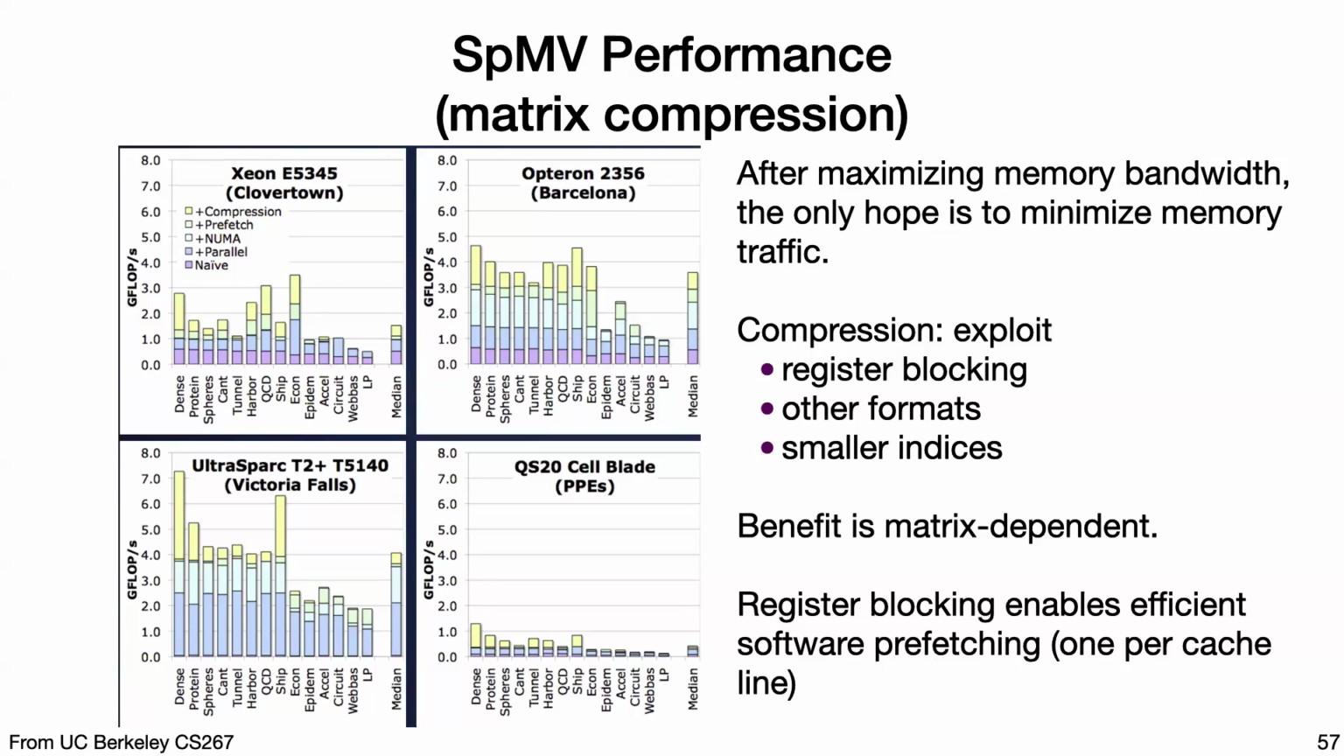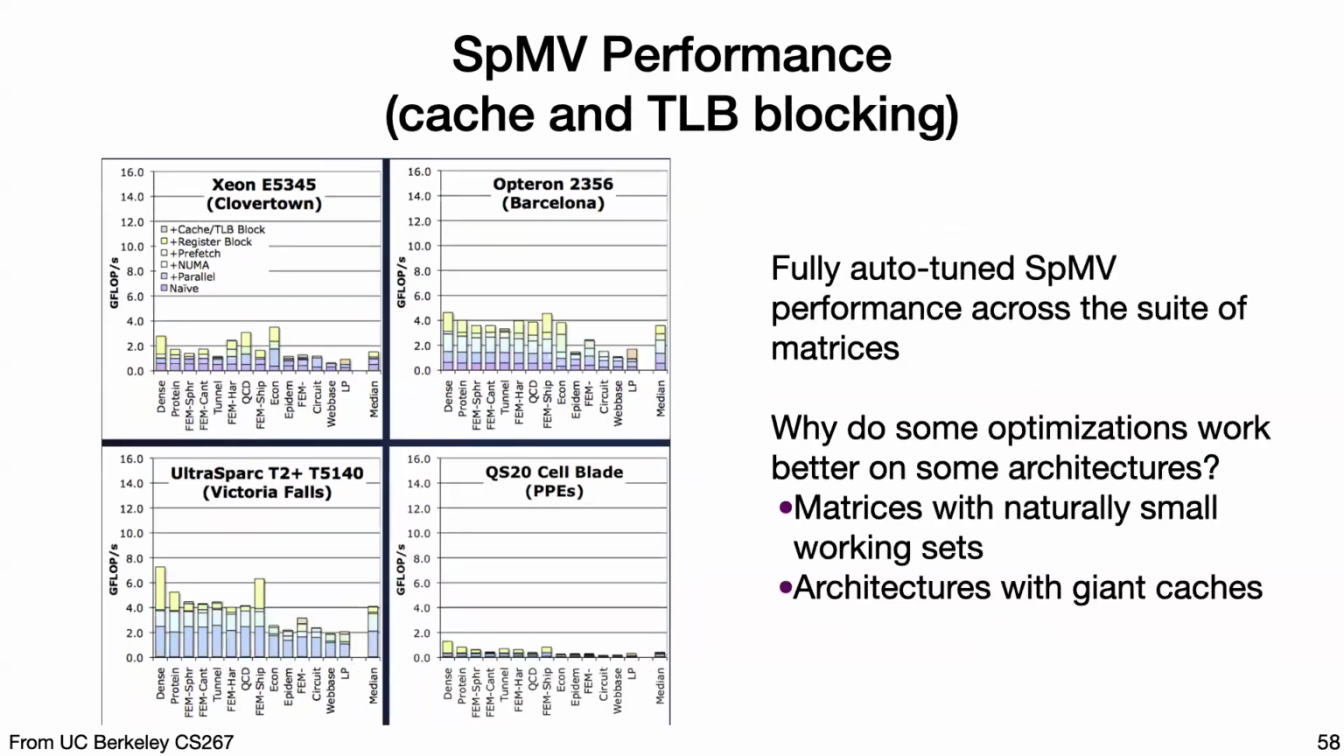Another thing is that the benefit that we get depends on the matrix. So some matrices achieve a lot of speed up from the techniques, some of them achieve pretty little speed up. So it depends on how well the technique can fit to the structure. And it's register blocking, there's cache and TLB blocking.